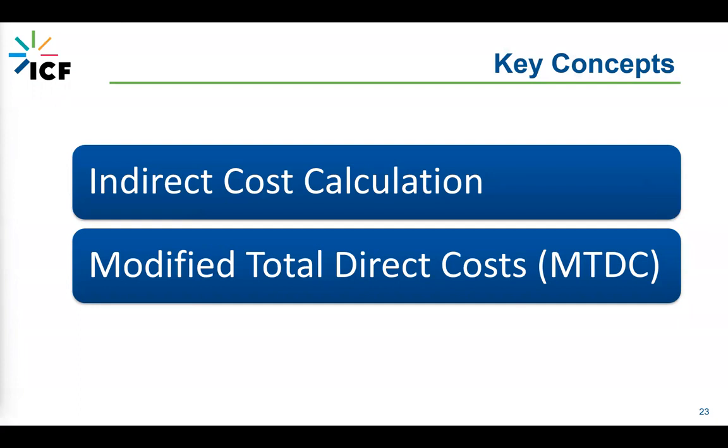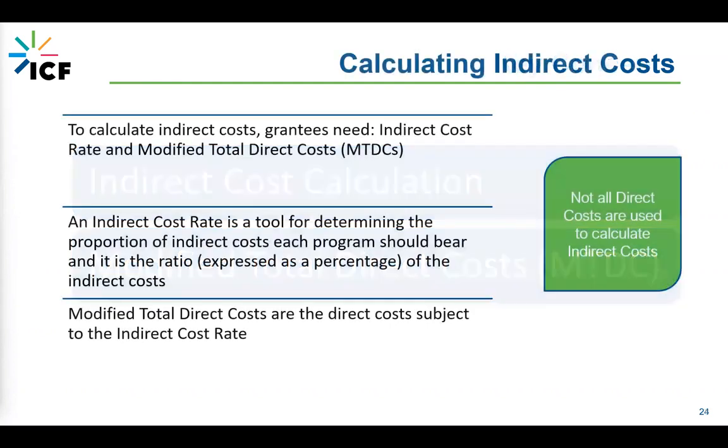Okay, first we will review how to calculate indirect costs, and then we're going to review the definition and application of modified total direct costs. Previously, we stated that for the ESG CV and ESG programs, indirect costs are reimbursable as a percentage of direct costs. Not all direct costs, however, are used to calculate indirect costs.